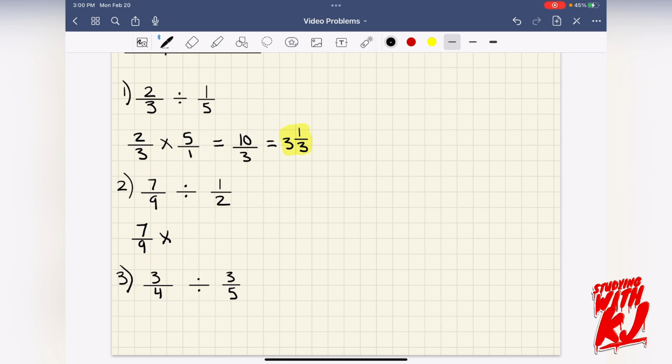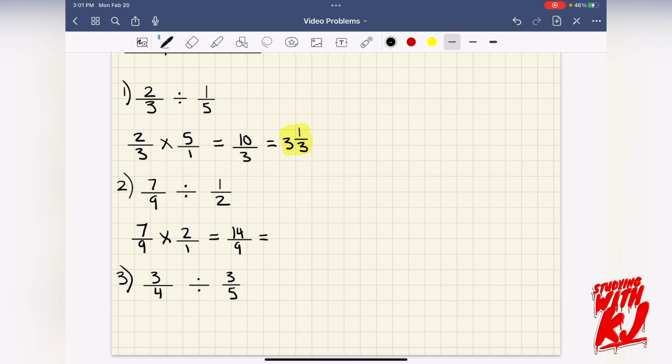And then our third and final step is to change our second fraction to its reciprocal, or flip our second fraction. So we'll change 1 over 2 to 2 over 1. And now we can go ahead and multiply our fractions. So if we multiply our numerators, 7 times 2, that will give us 14. If we multiply our denominators, 9 and 1, 9 times 1 is 9.